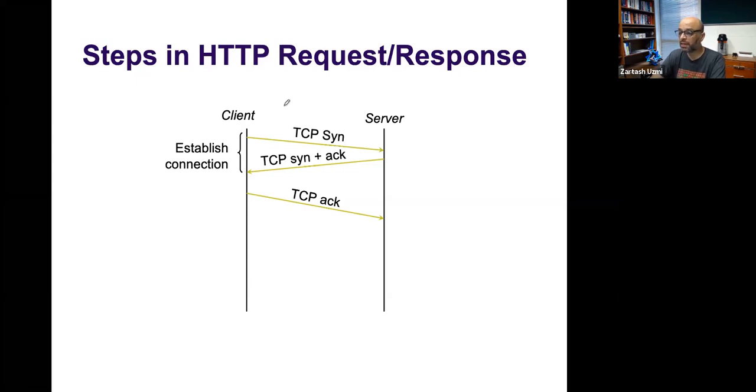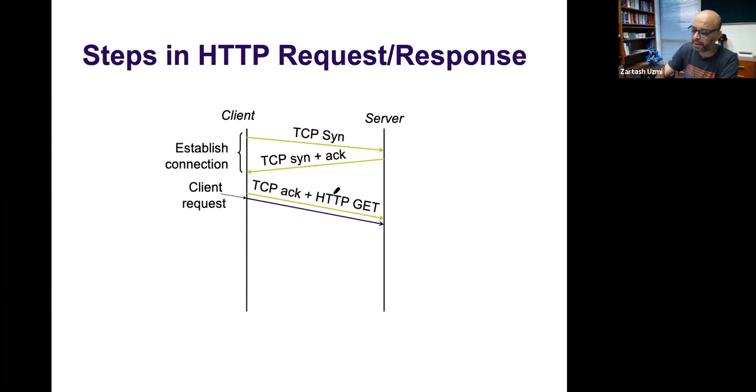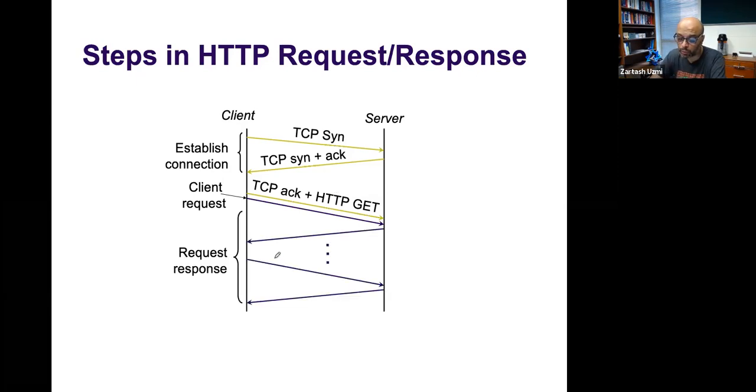Okay. Once the TCP connection is established, now you can send the HTTP request. So maybe with this final TCP acknowledgement, you will bundle the HTTP GET request. Normally it is bundled, but you can send separate packets also. You can send the HTTP GET request, and then you will get a response. Then you send another request, another response, another request, another response. So these purple lines here tell you the HTTP interaction: request, response, request, response, request, response.